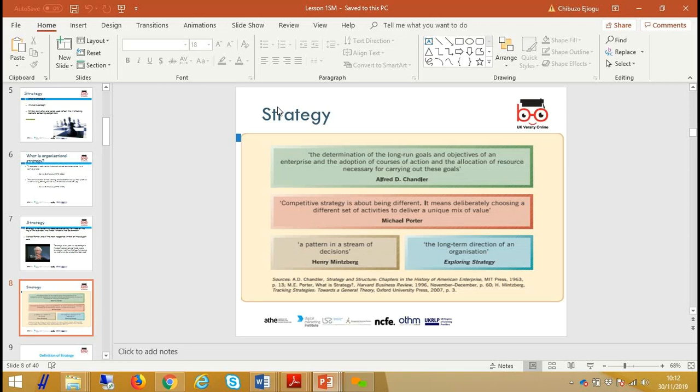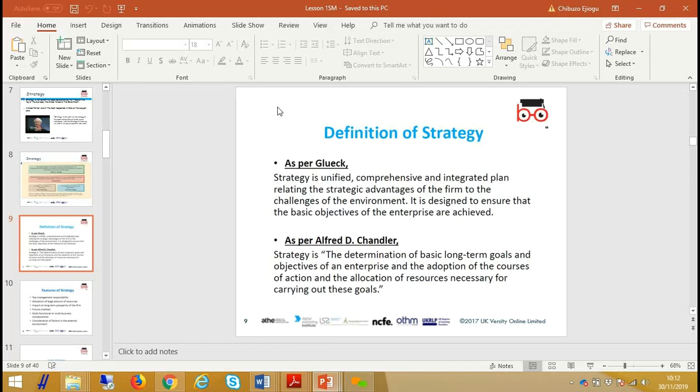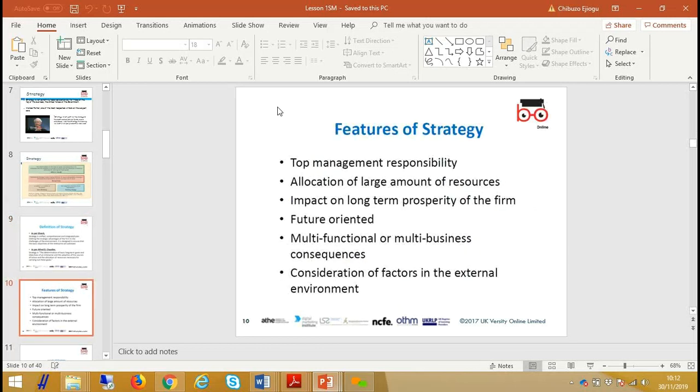The long-term direction of the organization is also defined in the book Exploring Strategy by Johnson, Whittington, and Scholes, who have a fuller definition. So you can look at all the other definitions. Some key things between all these definitions: most of them emphasize top management responsibility, except Mintzberg, who will include those lower down in the organization.